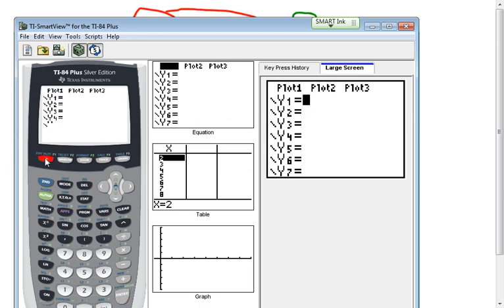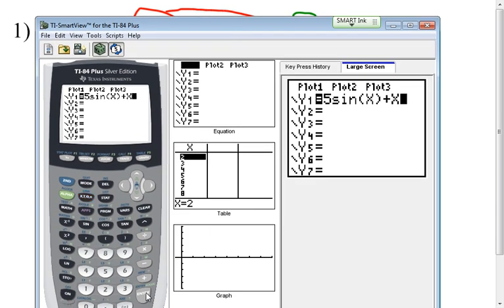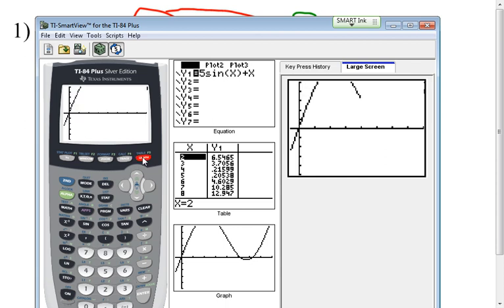Now we're going back to y equals. We're going to put 5 sine theta, and you have to use the x key for the theta, so you're going to use x: 5 sine theta plus theta, or x in this case. That's going to go into your y1. Hit enter, and then in your y2 you're going to hit 3. Okay? And then I want you to hit graph. And we are only worrying about values between 0 and 2 pi.